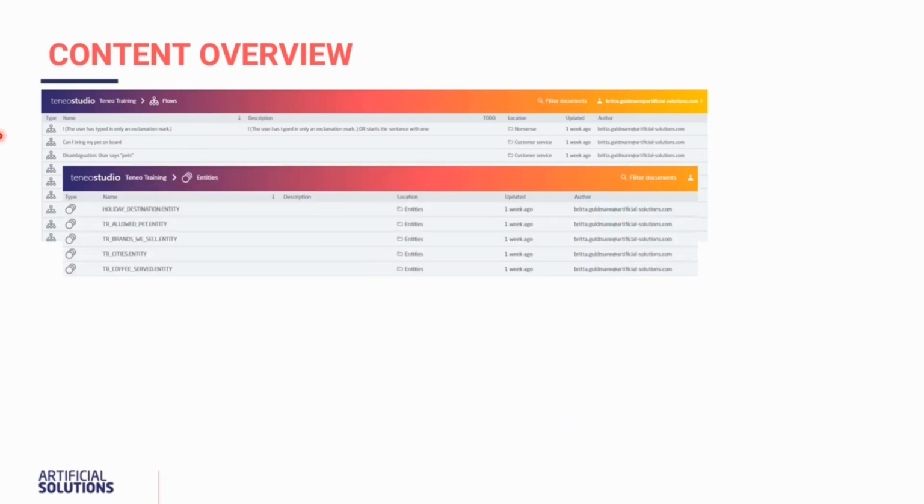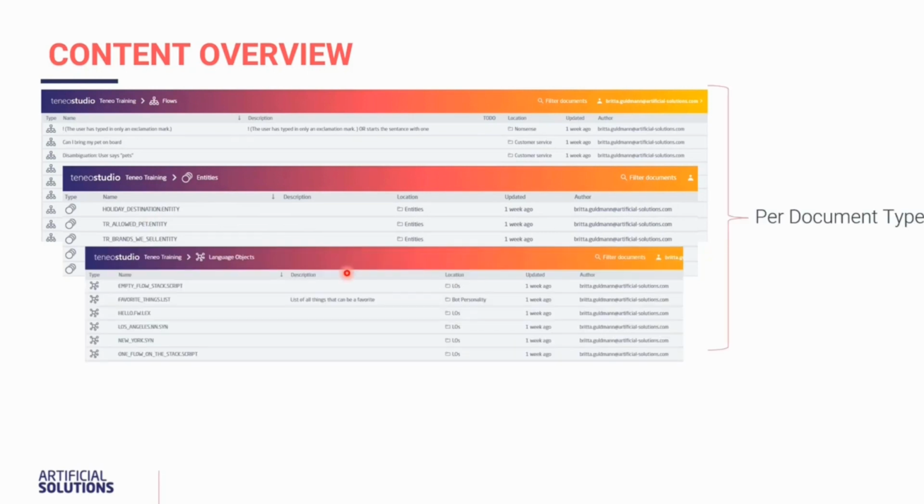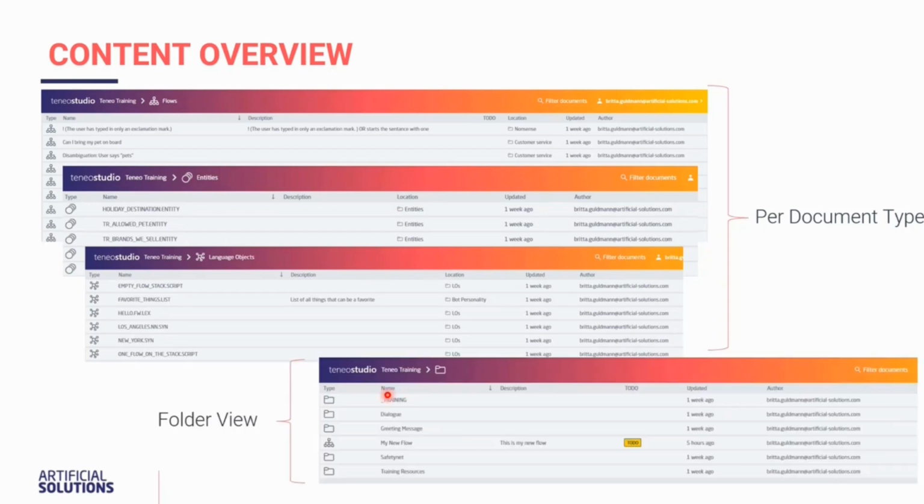You can also go in and have a look at all the entities that you have in your solution, again ordered by the name. Or you can have a look at all the language objects that you have, also ordered by the name. So you have a view here that allows you to see the content per type, right? These are different document types that you can have a look at. And then you of course also have the probably more well-known folder view, where you can see how things are organized in your folders as you know them, and then go into the tree structure that you may have in your folders and browse the information.